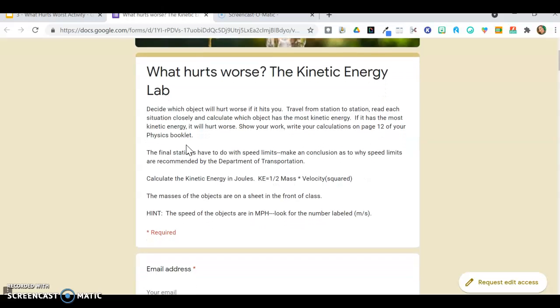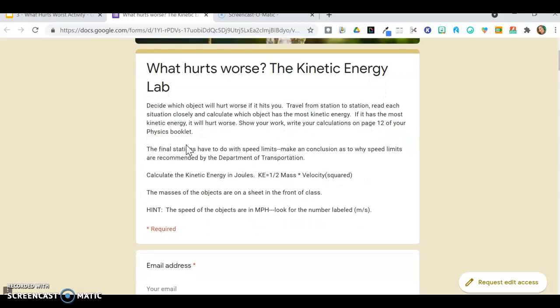So it says decide which object will hurt worse if it hits you. You're going to travel from station to station, but if you're home, you'll just do this individually. You'll read the situation closely and calculate which object has the most kinetic energy. If it has the most kinetic energy, it will hurt the worst.